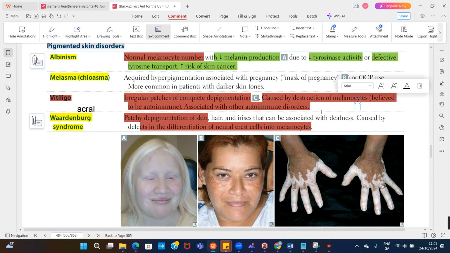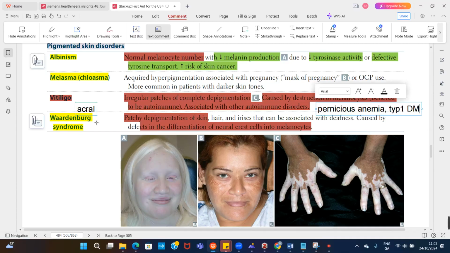Pernicious anemia, Hashimoto thyroiditis, and type 1 DM. Very important stuff. Vitiligo.